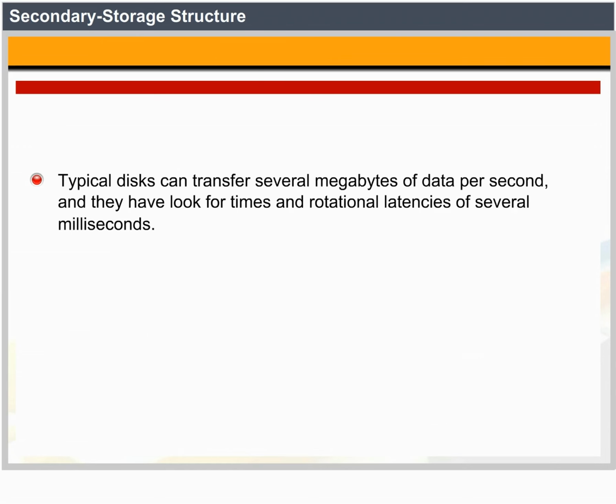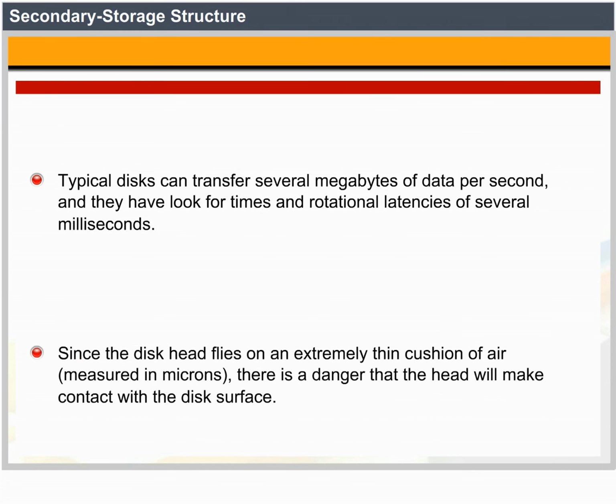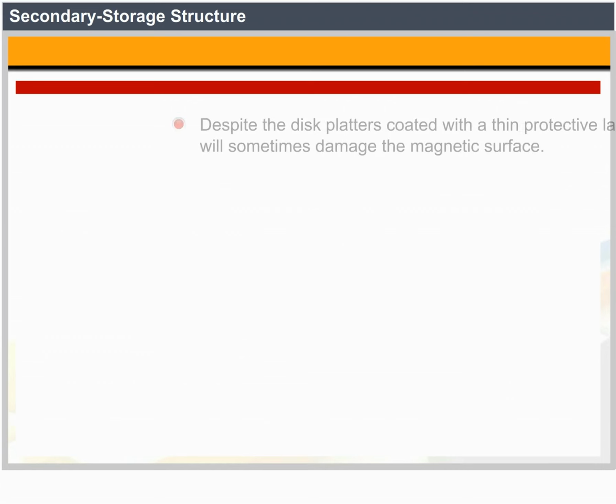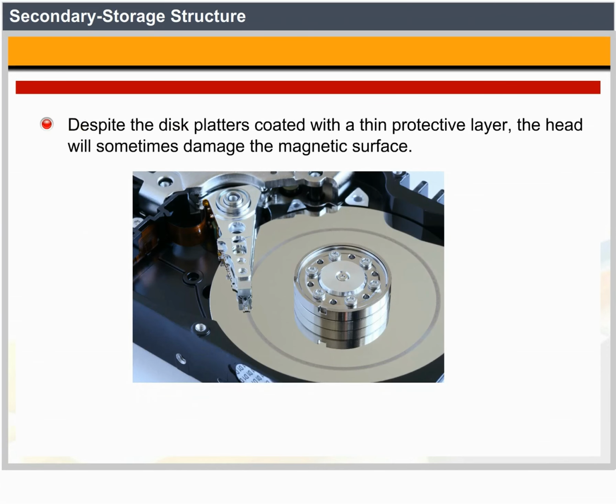Because the disk head flies on an extremely thin cushion of air measured in microns, there is a danger that the head will make contact with the disk surface. Although the disk platters are coated with a thin protective layer, the head will sometimes damage the magnetic surface. This accident is called a head crash. A head crash normally cannot be repaired. The entire disk must be replaced.